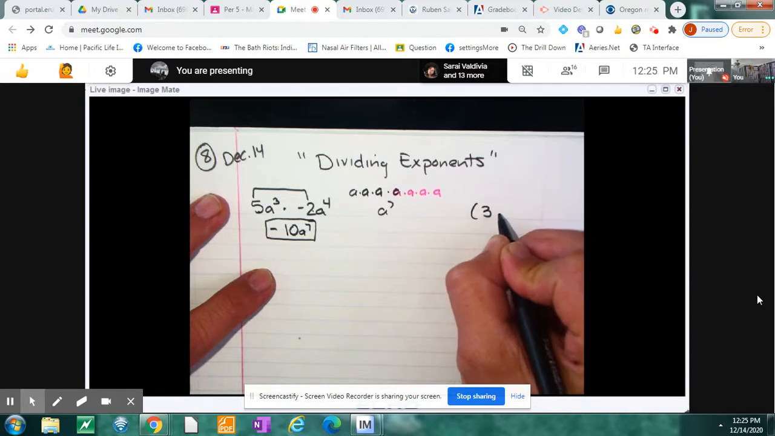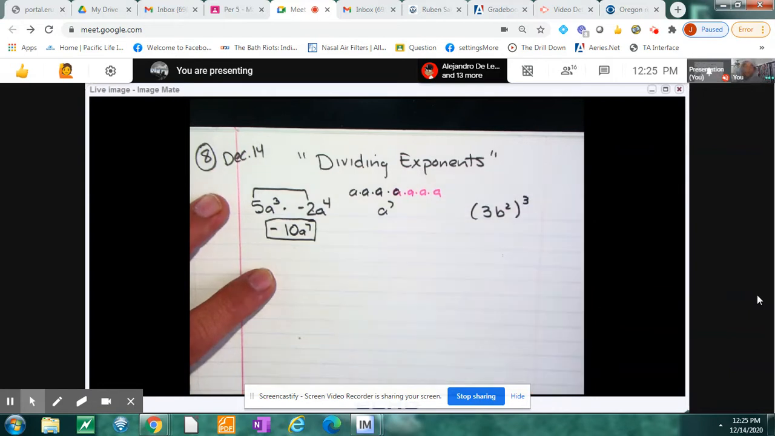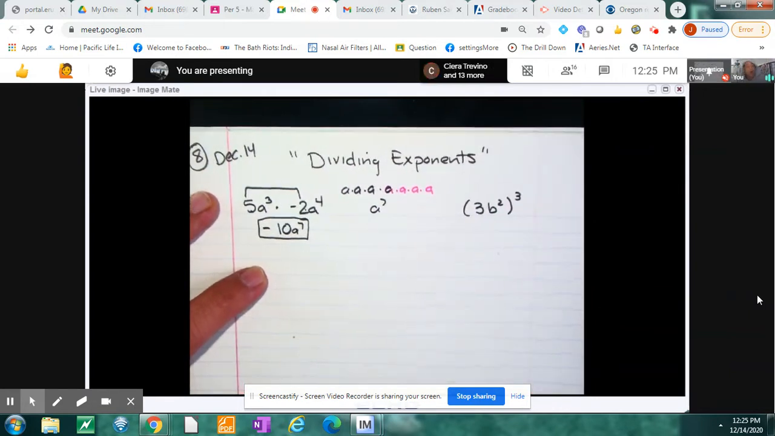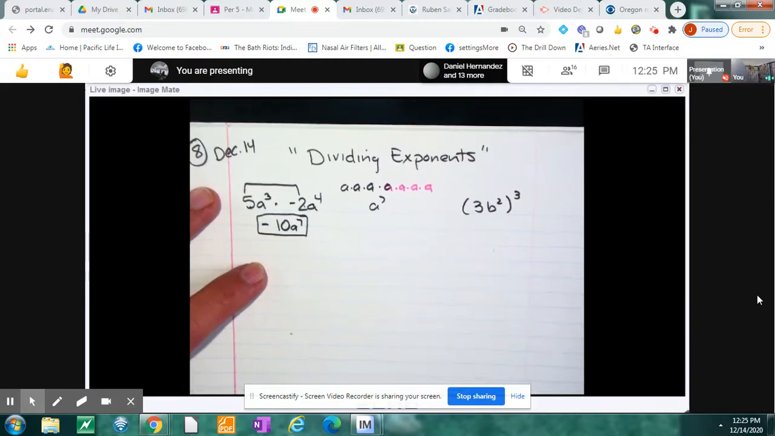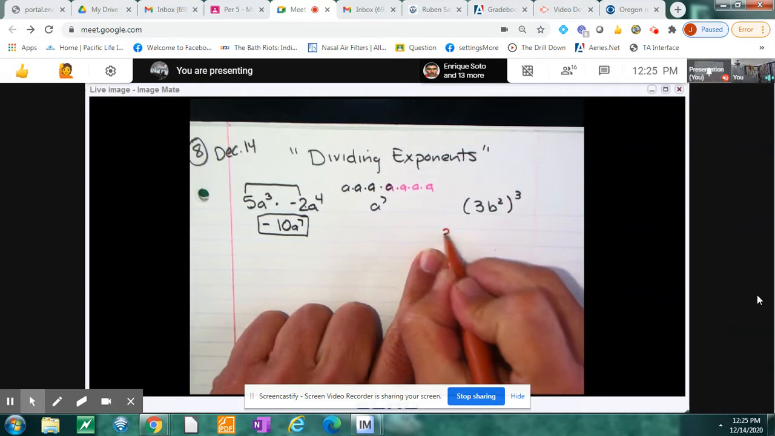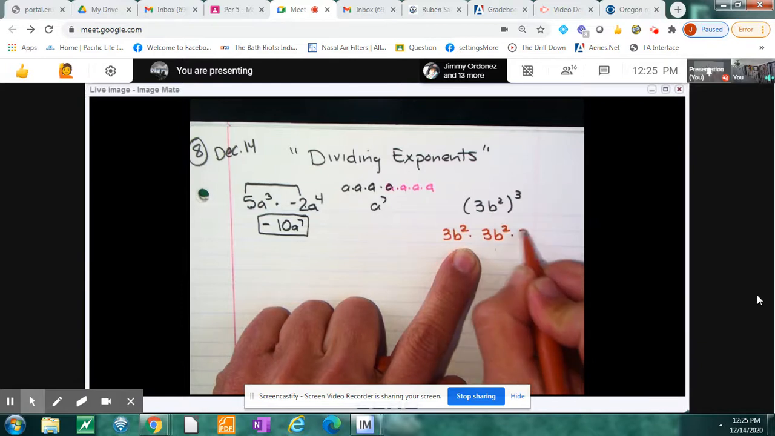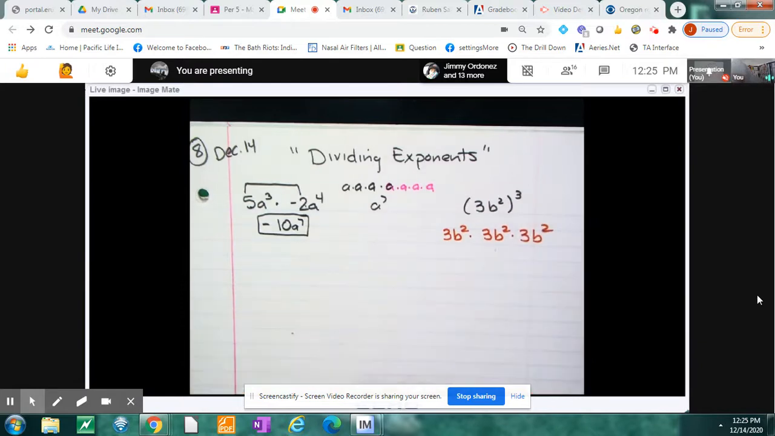3b to the power of 2 raised to the 3rd, right? We did power to a power. So what do we do? Let's do it. There you go, right? You wrote it 3 times, correct?